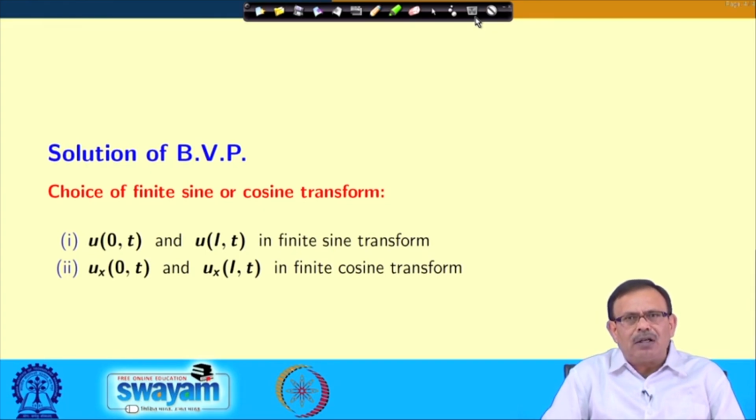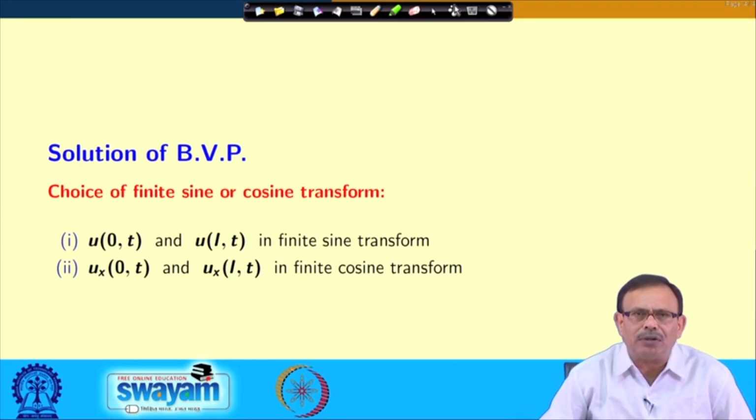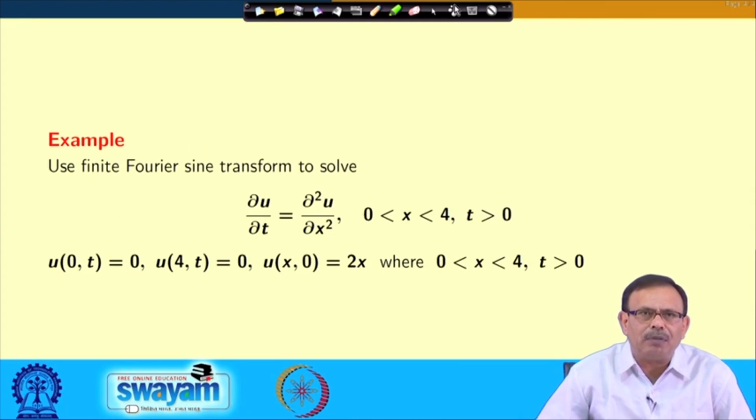So, please note that whenever I want to solve a problem using finite Fourier sine transform, I need to know the values of u(0,t) and u(L,t), whereas for finite cosine transform I need to know the values of u_x(0,t) and u_x(L,t), otherwise I cannot find the solution. So, please remember these 2 points. Let us take a problem.